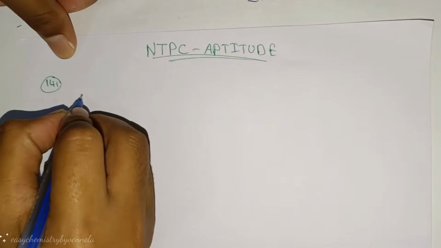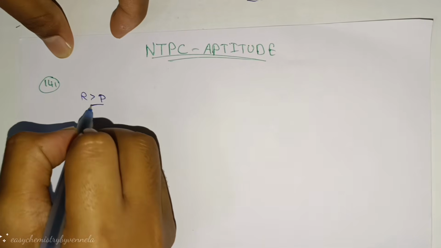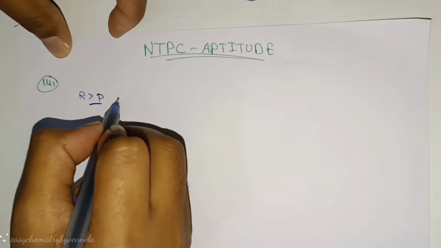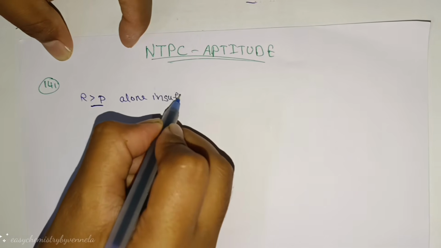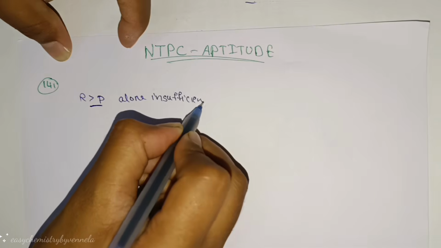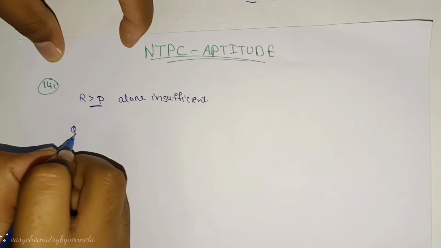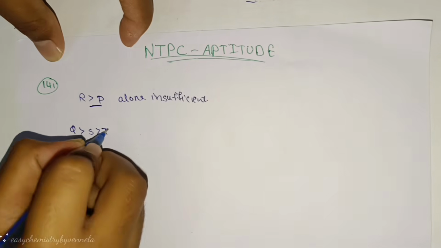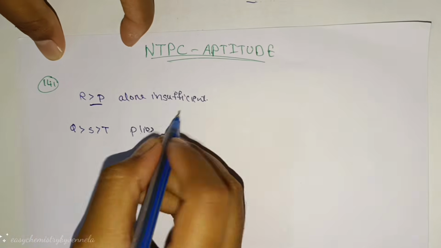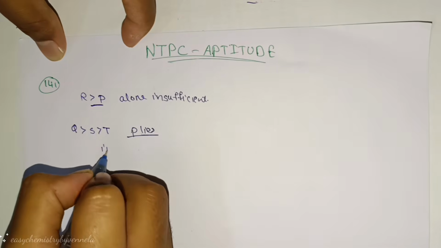In the first statement, R is greater than P but we don't know the position. So statement 1 alone is insufficient. Next statement, Q is heavier. So Q is greater than S is greater than T. Still we don't know where P lies. So statement 2 also is insufficient.